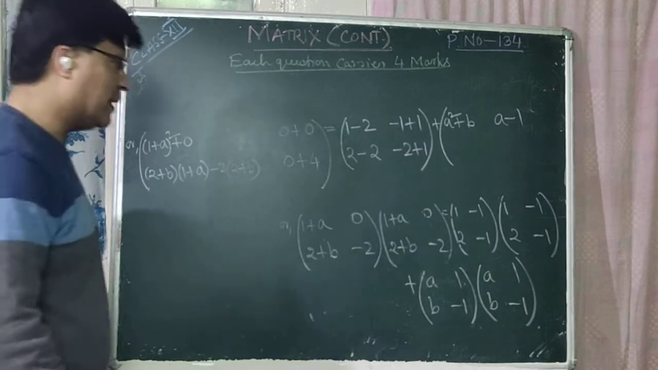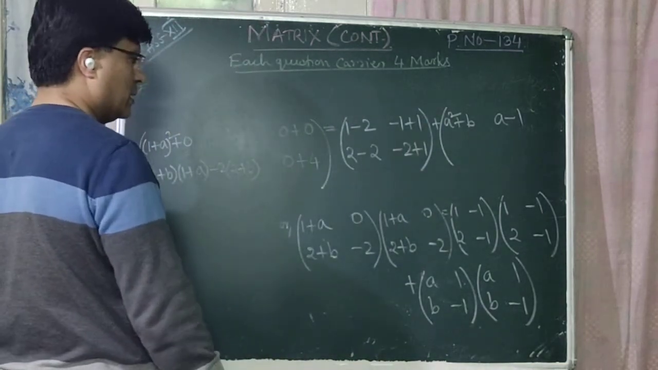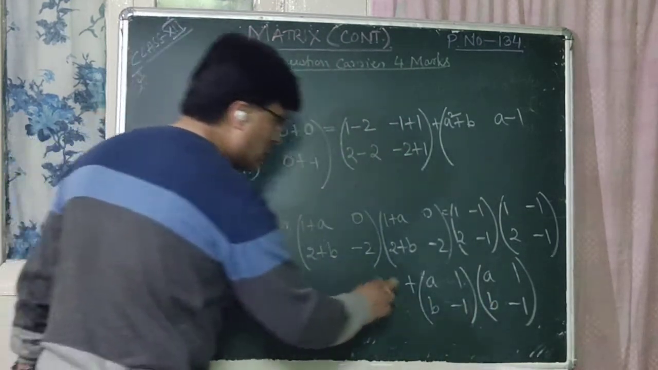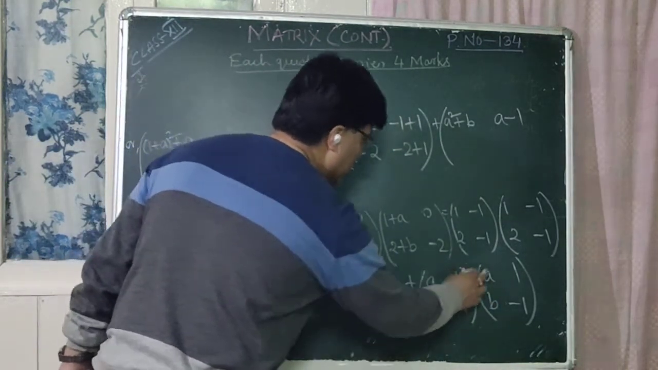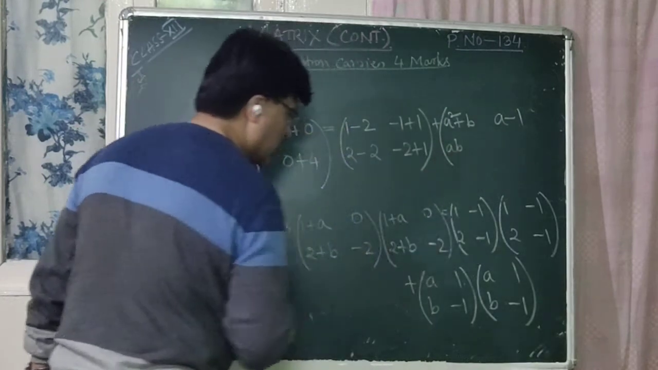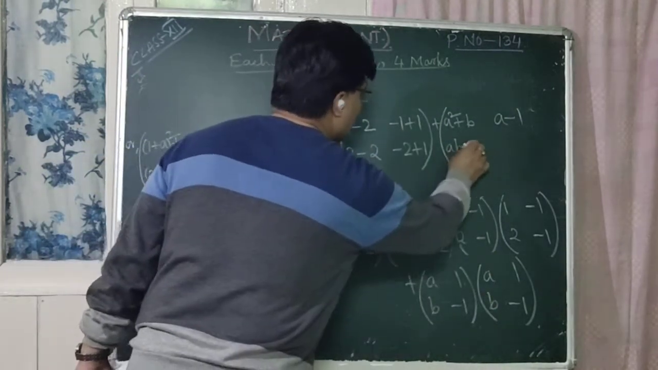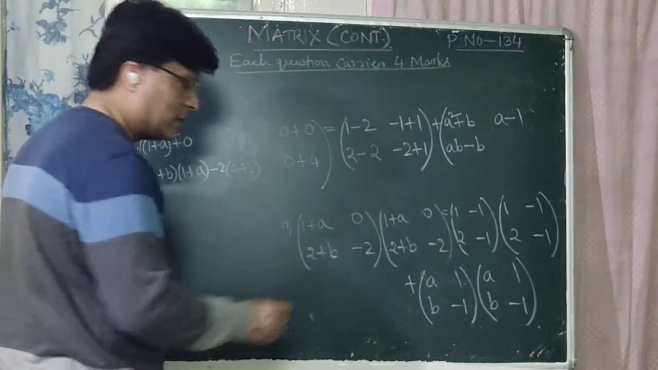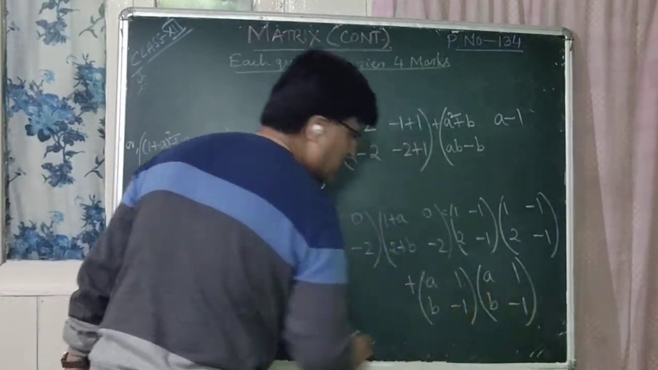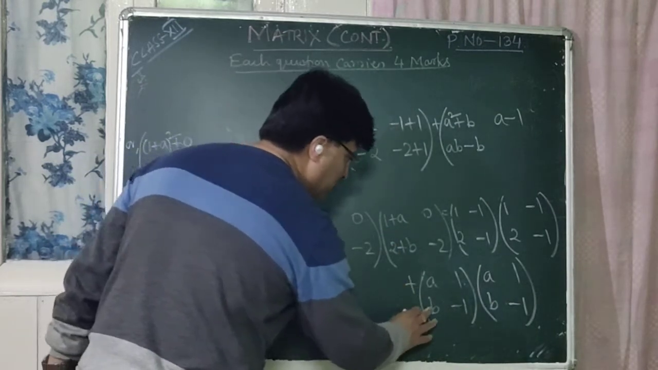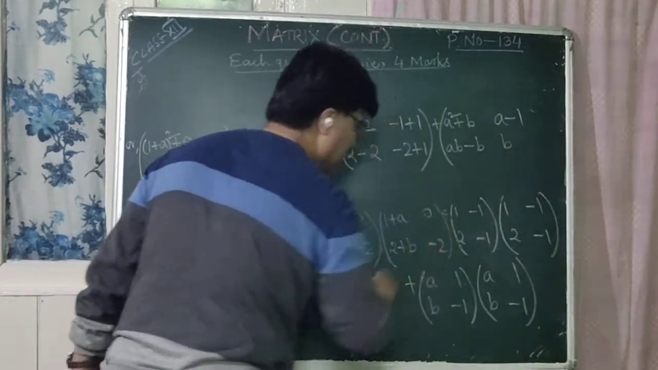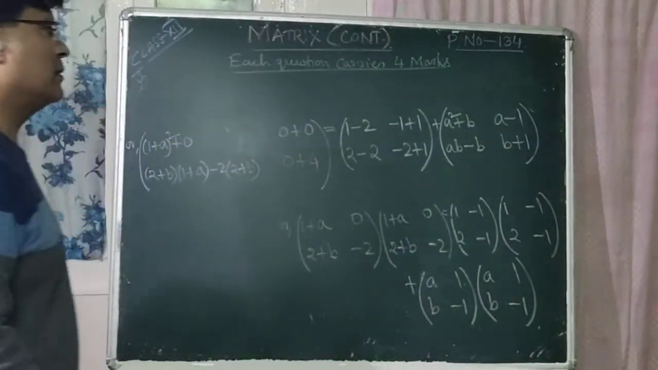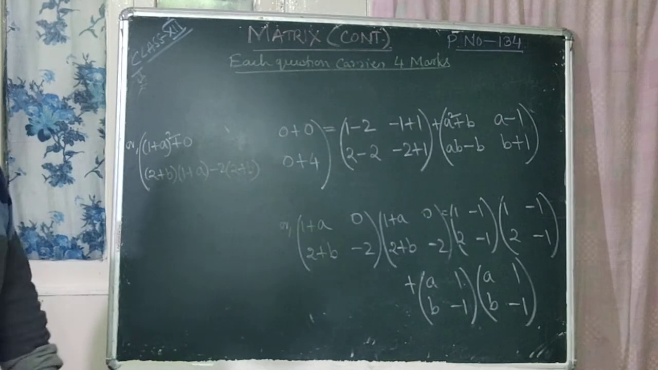Right? So next. Next one is, this second row should be multiplied by first column now. Corresponding elements should be multiplied. A into B is AB, minus 1 into B, minus B. Is that clear? And what is the last one? This second row should be multiplied by second column. B into 1 is B, then minus 2 minus plus 1. So that is your matrix. Okay?